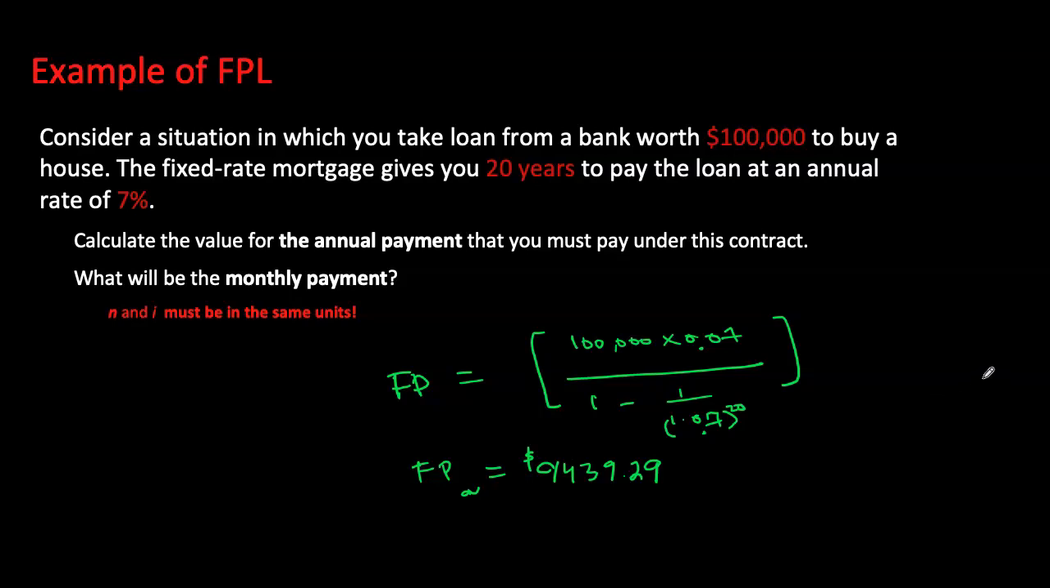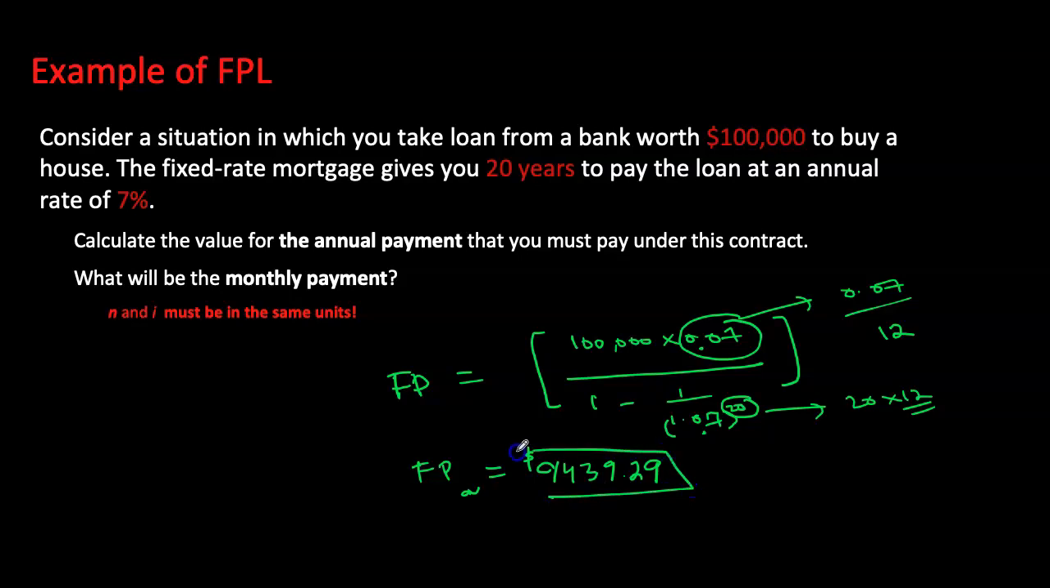If the question is asking you to calculate your monthly payment, remember we have to have our years and our interest rate both in monthly format. Quick method to do that is just simply divide it by 12, and your N will become, instead of 20, it would be 20 times 12 because there are 12 months in each year. So substituting for these two respectively, wherever you have an I and N, you will get your monthly payment. This was your yearly payment and not monthly payment, okay?